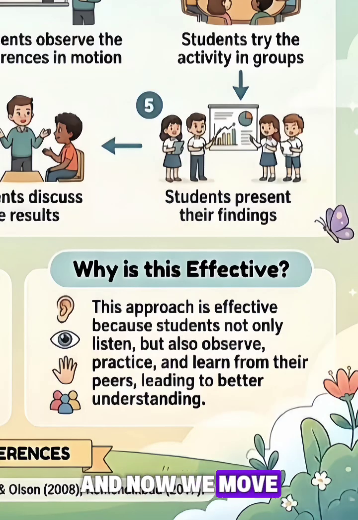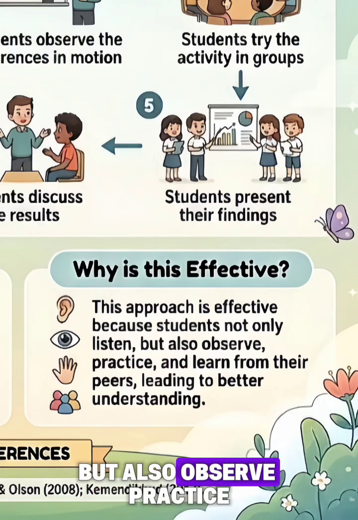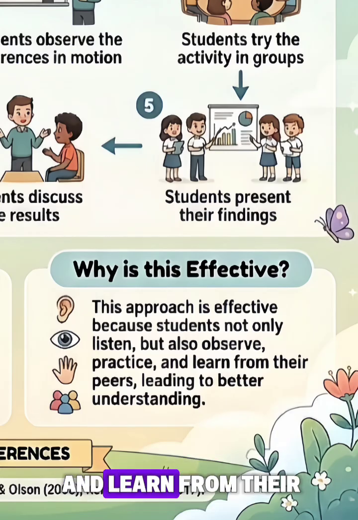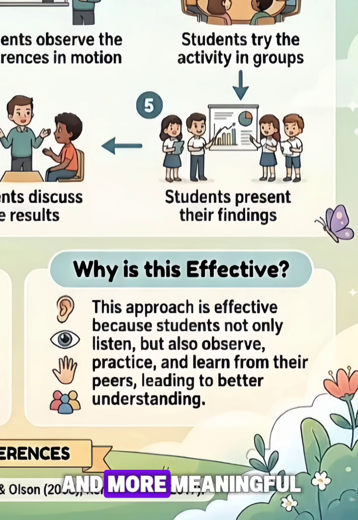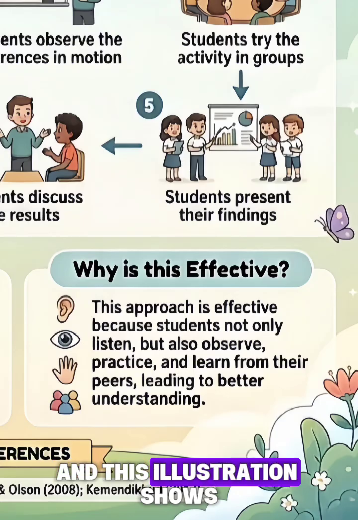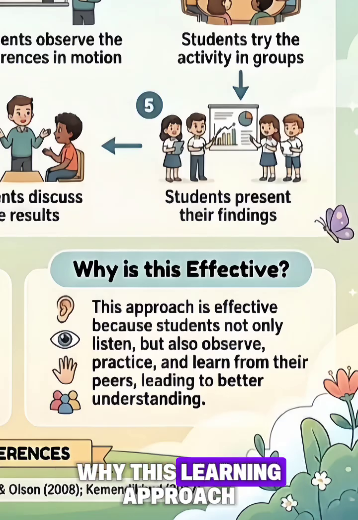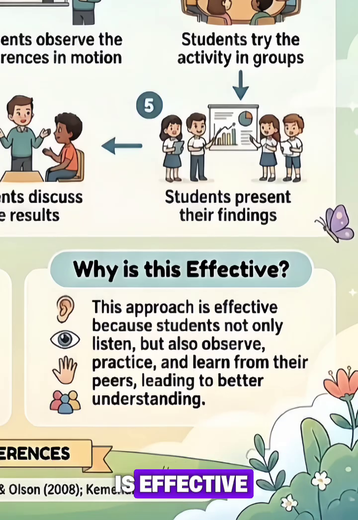And now we move to why this is effective. This approach is effective because students do not only listen, but also observe, practice, and learn from their peers. And as a result, their understanding becomes deeper and more meaningful. And this illustration shows why this learning approach is effective.